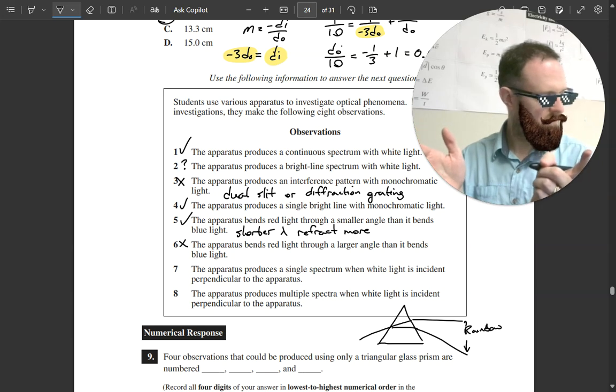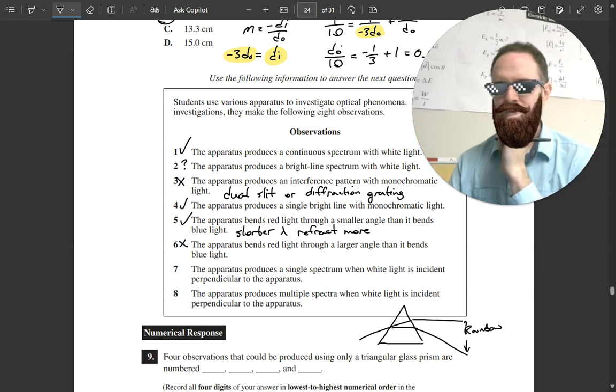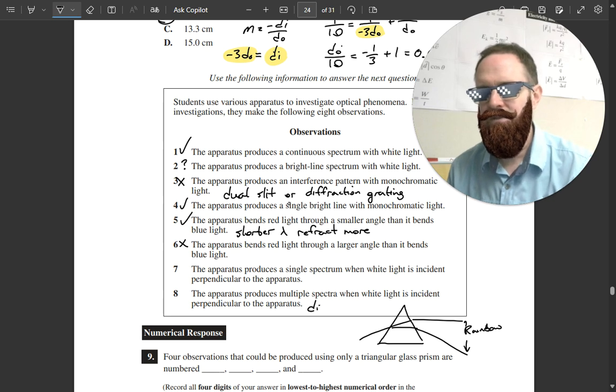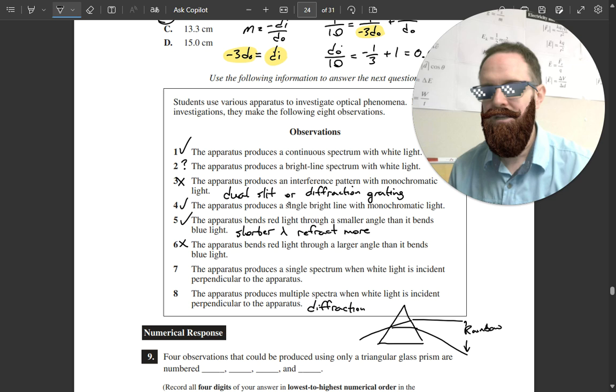Perpendicular to the apparatus. Produces multiple spectra. Oh, that would be like a diffraction grating. So this is like a diffraction grating. Remember, with the diffraction grating, you get multiple spectrums. You get a bunch of spectrums on either side, right? So that's what they're talking about there.